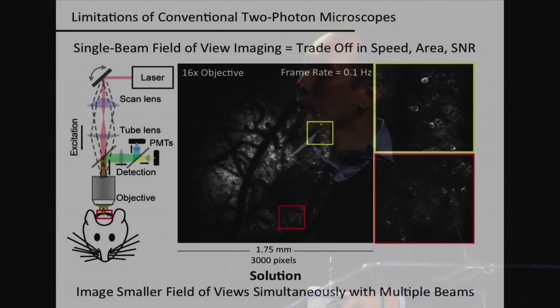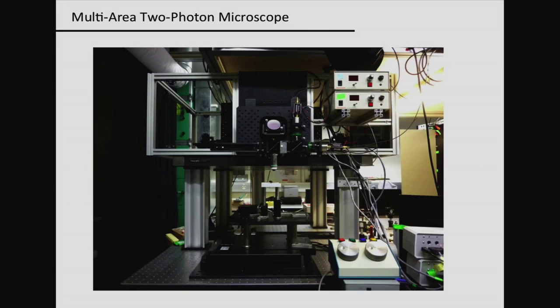However, if you're really only interested in a subset of populations within a larger field of view, a better solution is, rather than scan this entire field of view with a single beam, to use multiple beams and scan the smaller areas simultaneously. Next slide. We've developed a microscope that we call a multi-area two-photon microscope, and I'll spend the last couple of minutes talking about how this system works. Next slide.